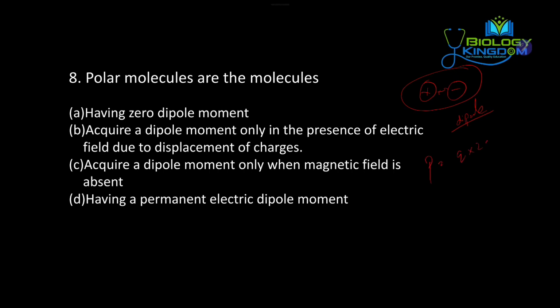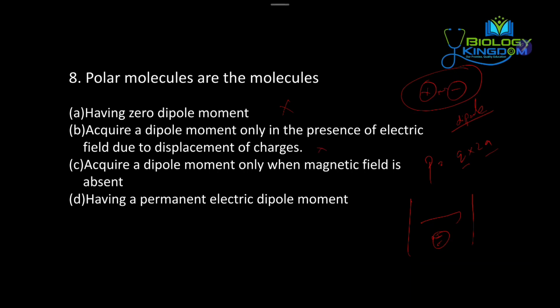The formula of dipole moment is q into 2a. So it has charge and is separated by some distance, so it cannot be 0. The option says it acquires a dipole moment only in the presence of electric field due to the displacement of charge. Well, a polar molecule already has a dipole moment. It does not acquire a dipole moment when it is placed in an electric field. That doesn't mean that only when you put it in an electric field will it have a dipole moment. It already has a dipole moment. When placed in the electric field there may be some changes in the dipole moment, but it will not acquire it at that time. It is acquired previously.